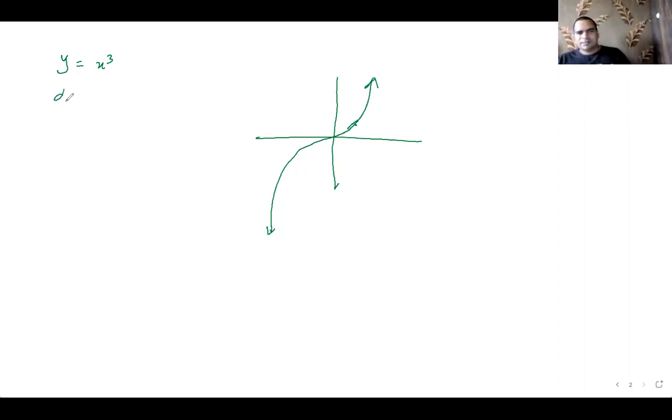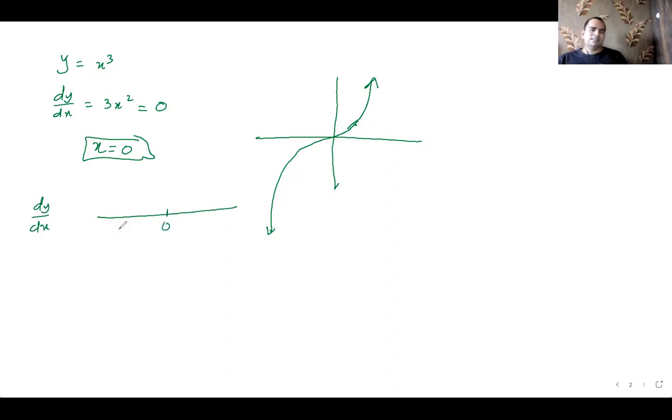So let's do dy by dx, which is 3x squared, and equate it to 0. Solve for x, x is 0. Now what we're going to do next is the double derivative. Sorry, not double derivative. Draw the sign diagram of the single derivative. So when you draw the sign diagram of the single derivative, dy by dx, about 0.